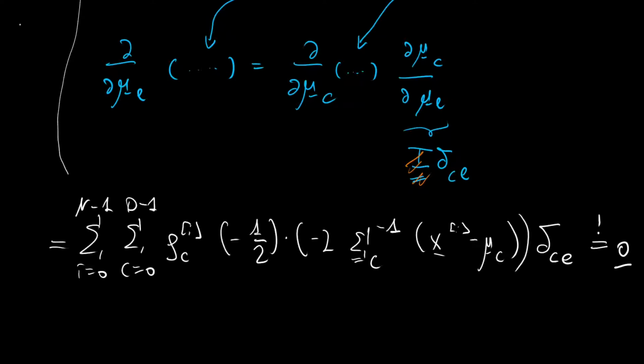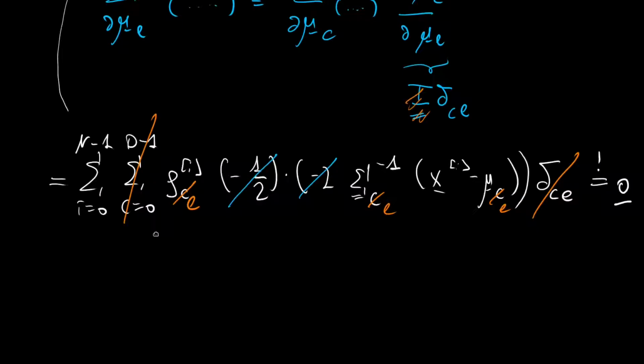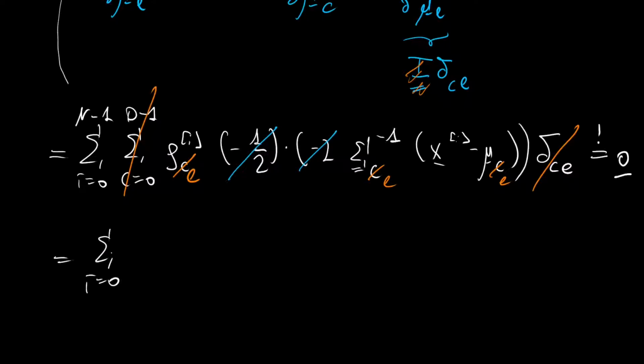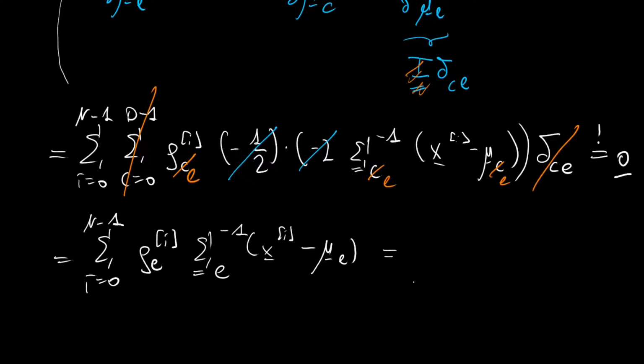Okay, then let's try to simplify. We see that the minus 1/2 cancels with the minus 2. And then we apply the force of the Kronecker delta again. So we kill the Kronecker delta, and then we are allowed to kill the sum, but we have to change the indices. And with this done, we are only left with one summation. Yay, that is nice. So we have the summation from i equals 0 to capital N minus 1 over rho lower index e, upper index i, multiplied with sigma lower index e inverse times the x i of observation minus the mu e, and this has to be equal to the zero vector.